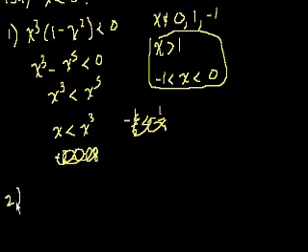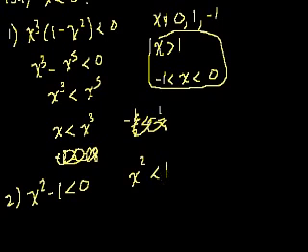Statement 2 tells us x squared minus 1 is less than 0. So add 1 to both sides. That tells us that x squared is less than 1. So what can x be if something squared is less than 1? It's going to have to be between -1 and 1, right? It's essentially going to have to be a positive or a negative fraction less than 1. That's the only way that when you square it, you get a number less than 1, right?